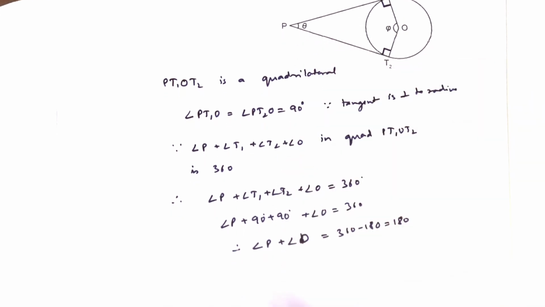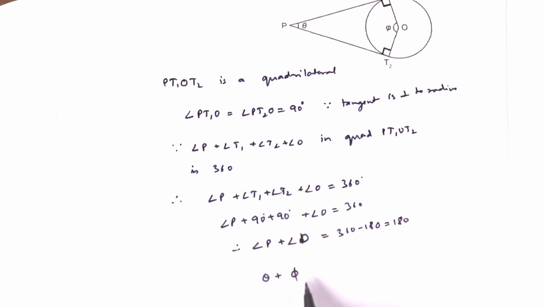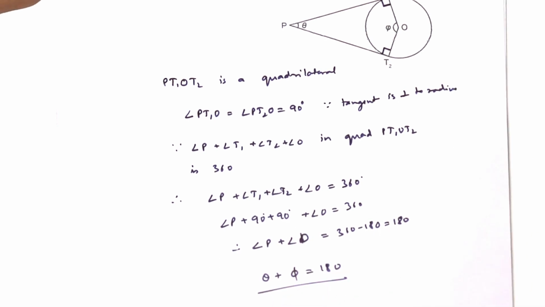Now angle P is theta and angle O is phi. This is called theta, this is called phi. These are Greek alphabets. So this is equal to 180. So we have proved that theta and phi are supplementary.